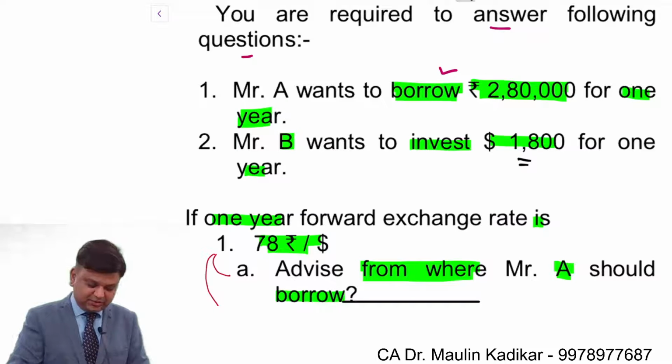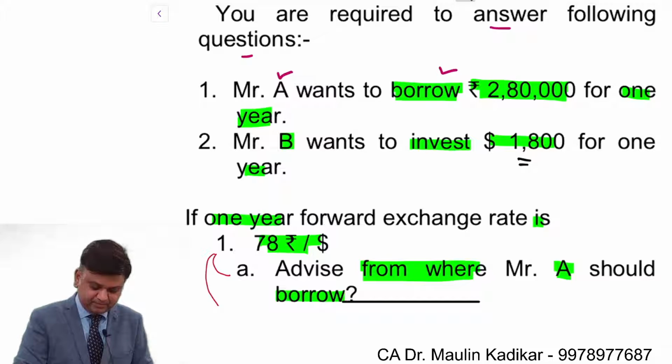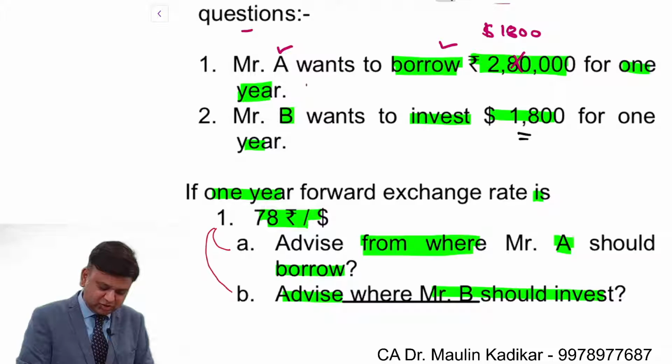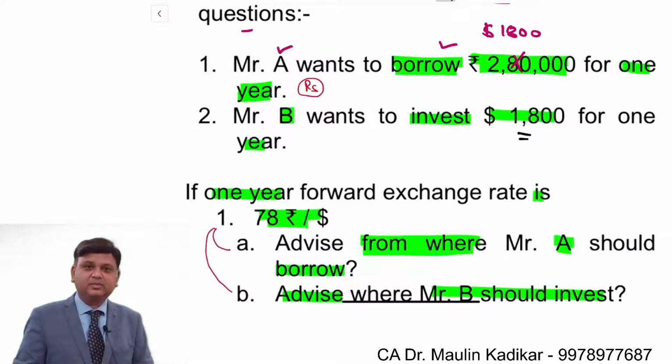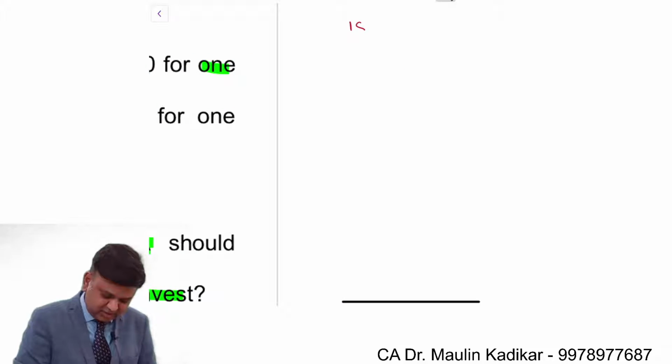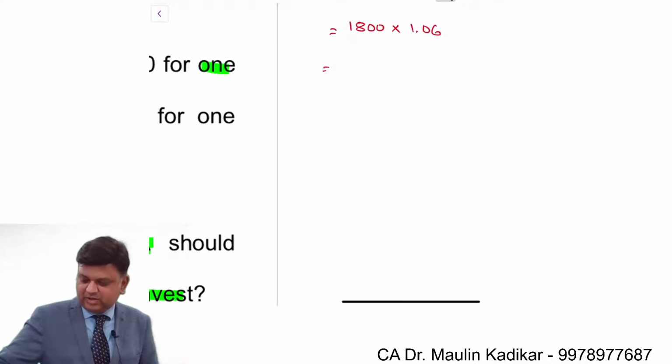Suppose the question is Mr. A wants to borrow $1800. Then in that case, what would be the answer? Borrowing in rupees or borrowing in dollar? Friends, the answer is going to remain same. Let's say you should borrow in dollar currency, sorry, rupee currency. Just let us check. You require $1800. If you borrow in dollar currency, your repayment of the loan will be $1908.